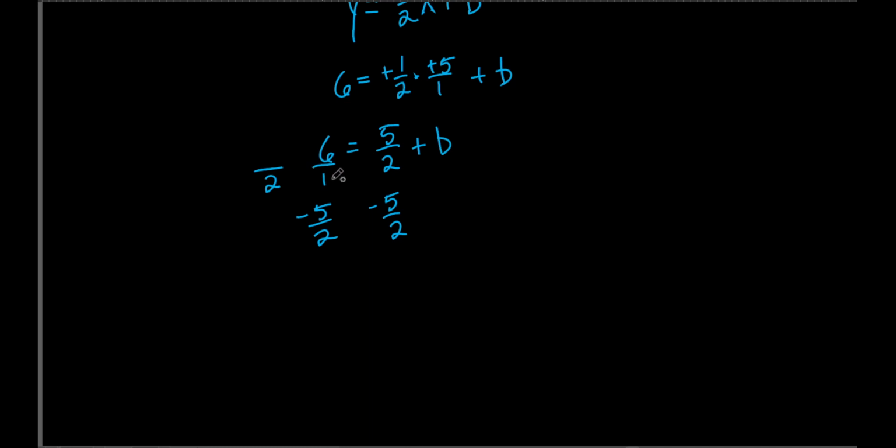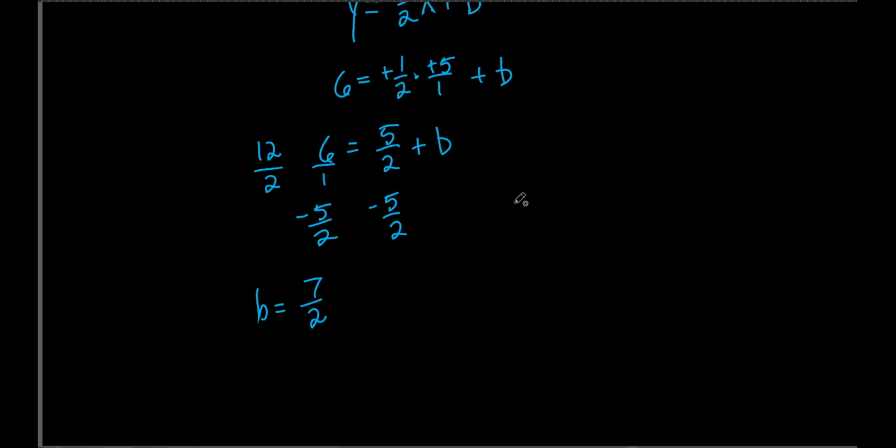All right? Time's running out. I'm just going to show you how to do it. So 1 times 2, 6 times 2 is 12. Would you agree that 12 over 2 is the same thing as 6? Why did I make it 12 over 2? So I could subtract these. So what's 12 over 2 minus 5 over 2? That's 7 over 2. And that's equal to b.